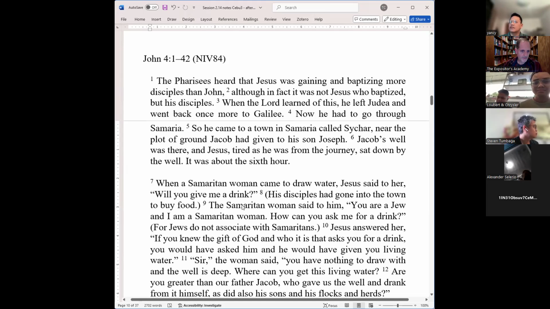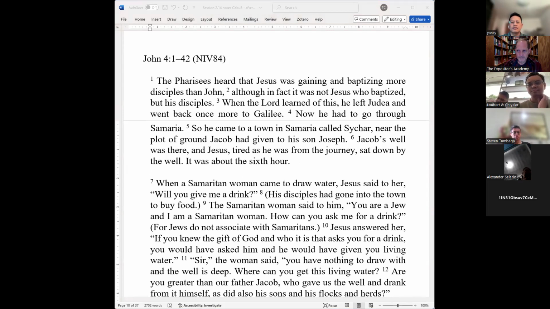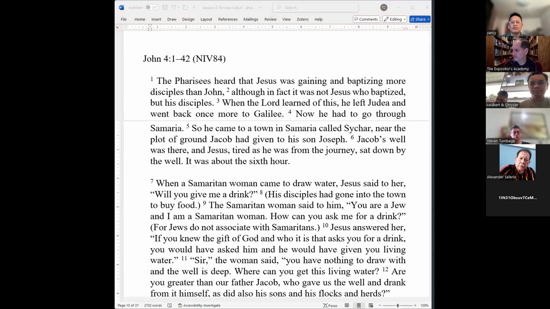John chapter 4, verse 1. The Pharisees heard that Jesus was gaining and baptizing more disciples than John, although in fact it was not Jesus who baptized, but his disciples. When the Lord learned of this, he left Judea and went back once more to Galilee. Now he had to go through Samaria. So he came to a town in Samaria called Sychar, near the plot of ground Jacob had given to his son Joseph. Jacob's well was there, and Jesus, tired as he was from the journey, sat down by the well. It was about the sixth hour.